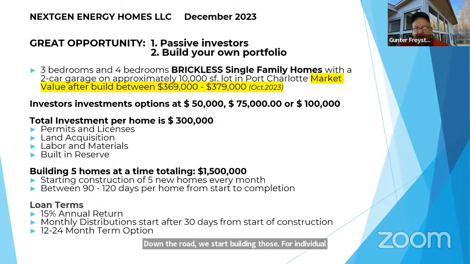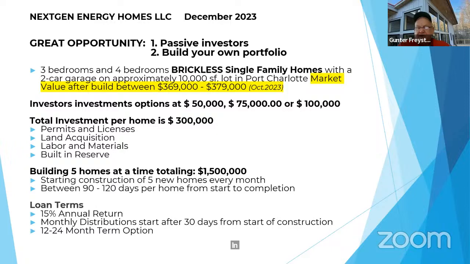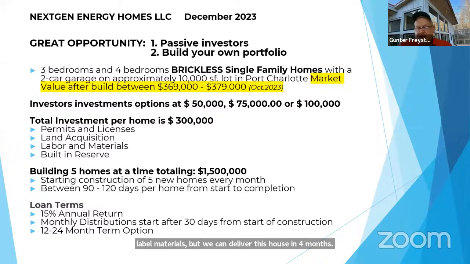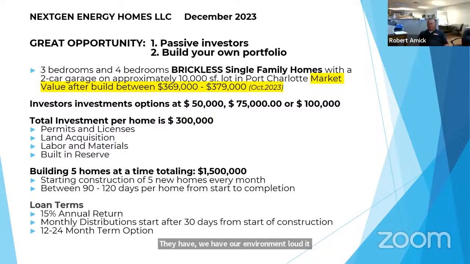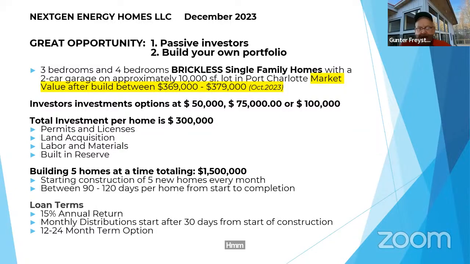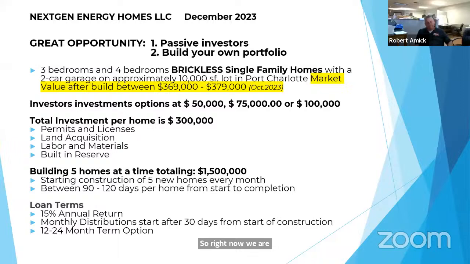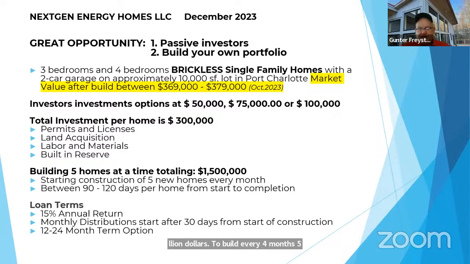The cost of building, including our reserve, is $300,000 per home. It includes the licenses, the land acquisition, all the labor and materials, and we can deliver this house in 4 months. The way we start doing this, we start building 5 homes at the same time. So we have all our lots prepared. We have our environmental audit, our elevation certificate, and we start going. Right now we are raising a total of $1.5 million to build 5 homes every 4 months, and we deliver them between 90 and 100 days at a time.